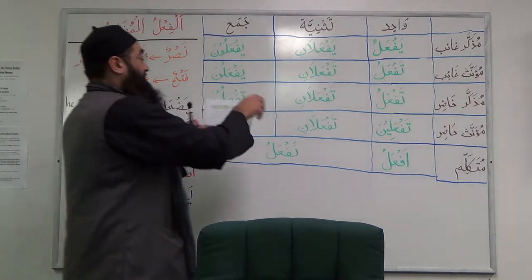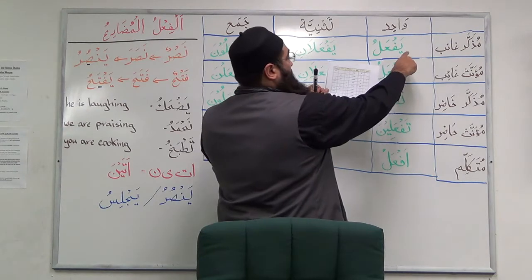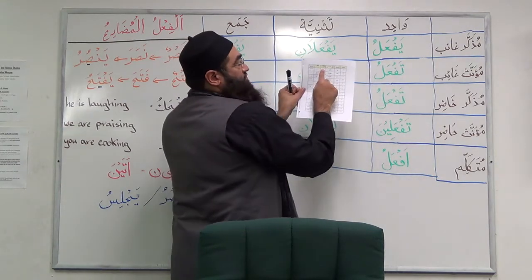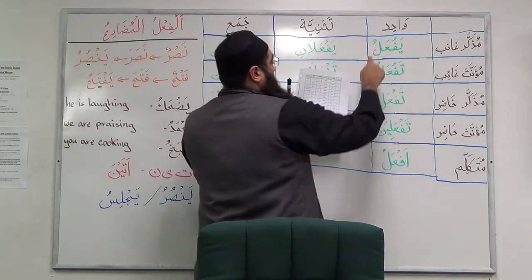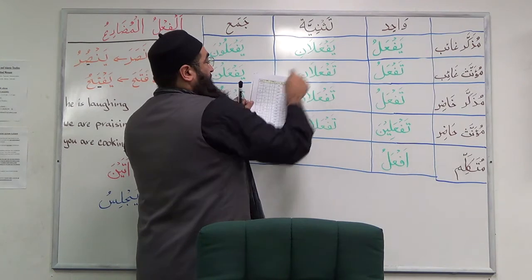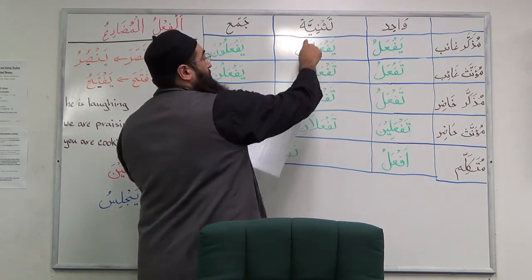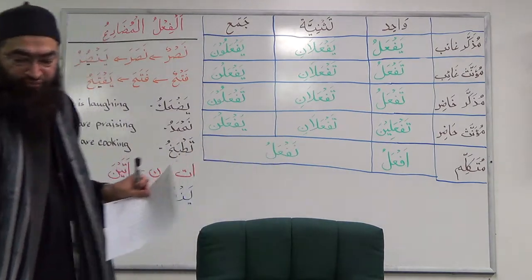So if we see this page, in the beginning, you put a ya, and you see it says prefix, put a ya, and the suffix, you're just going to put a dhamma. On the second one, the prefix, you're going to put a ya, and then the suffix, you're going to put an alif and a noon with kasra. Yaf'alani. Okay?